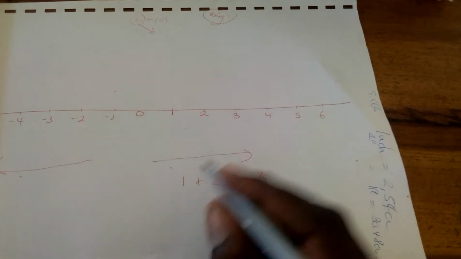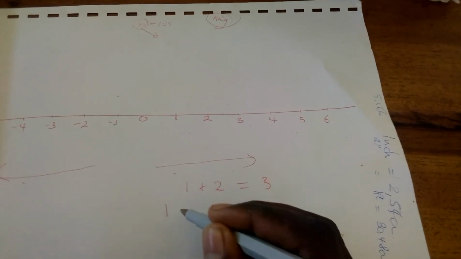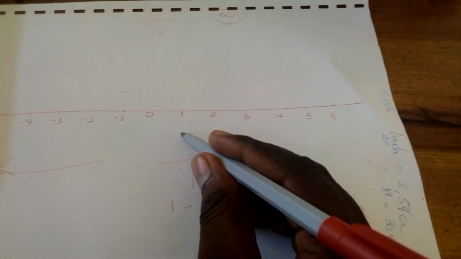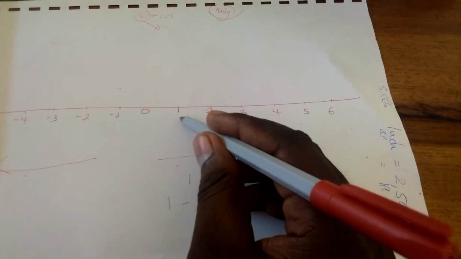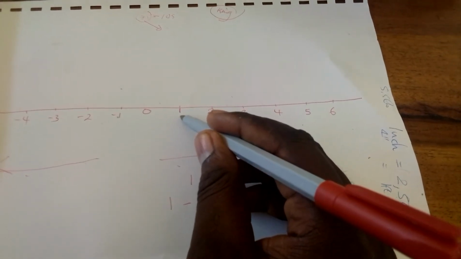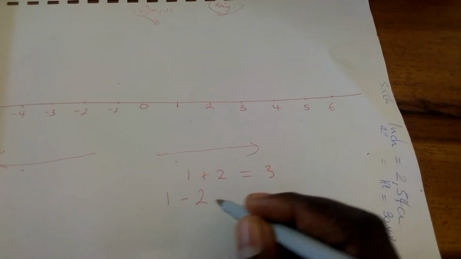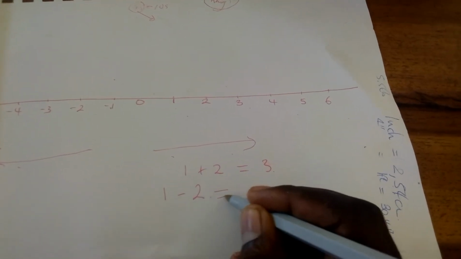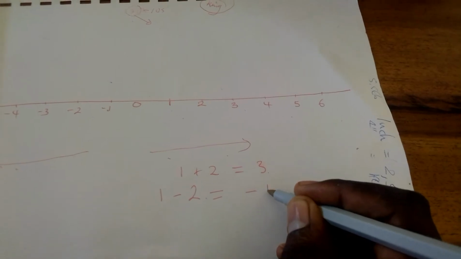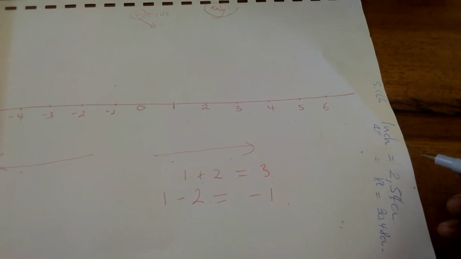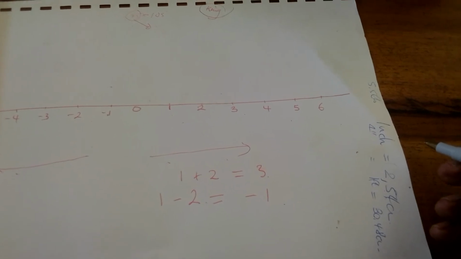That's one way. Then we can have 1 minus 2. Again, you start at 1. Here is your 1. You say 1, you're on 0. 2, you're on minus 1. So 1 minus 2 brings us a minus 1. This is how you can work with your number line.